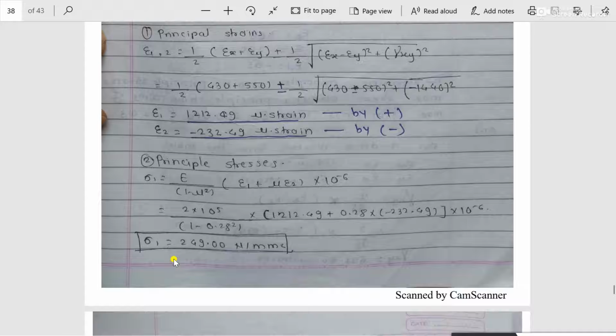Therefore you will get the answer directly in Newton per mm square, that is the first principal stress sigma 1 is equal to 249.00 Newton per mm square. So this value represents the magnitude of first principal stress.